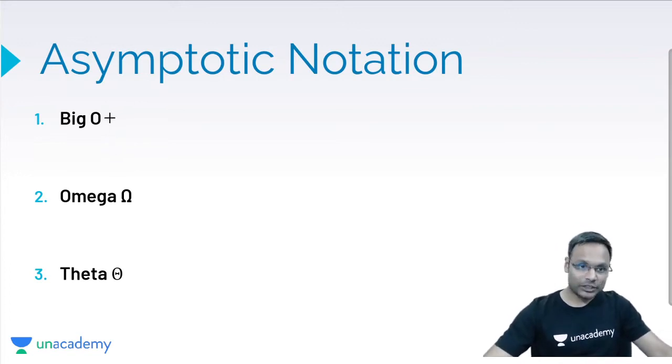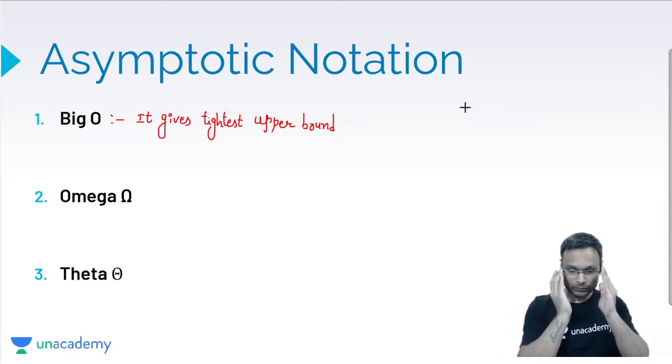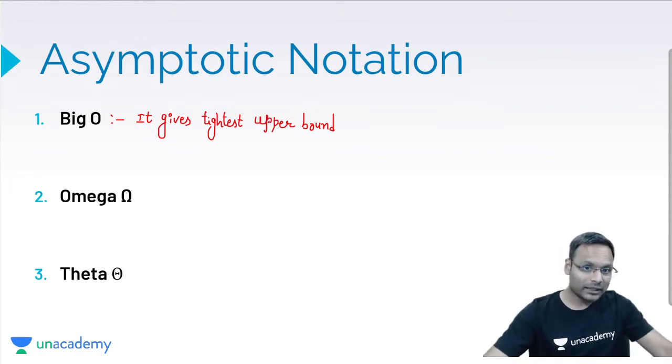Big O notation, what does big O notation give you? It gives the tightest upper bound. You will not understand the statement as it is. I'll tell you what exactly the meaning of it is.